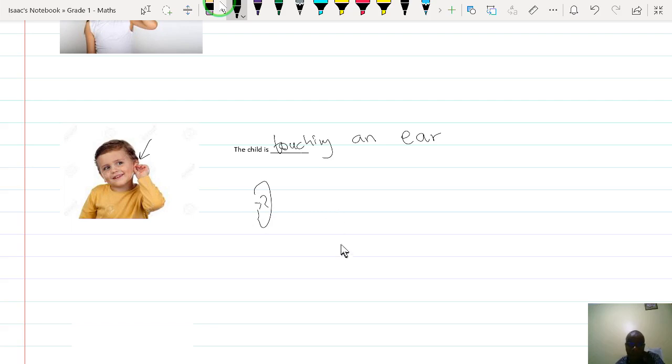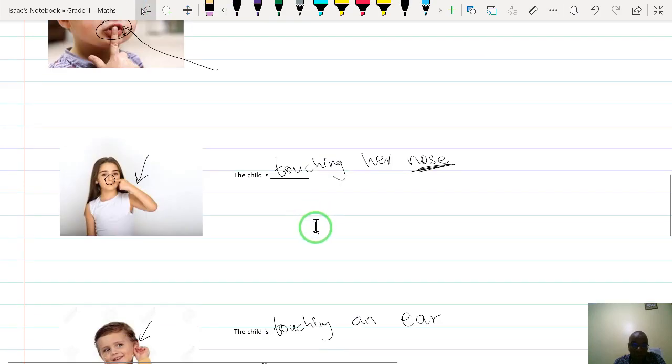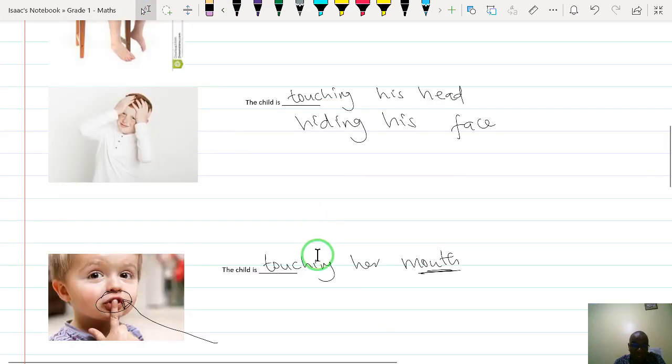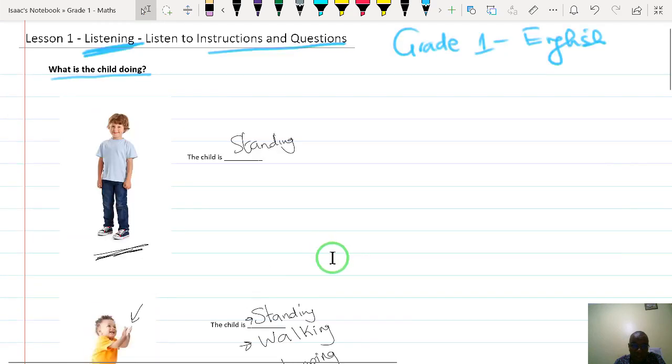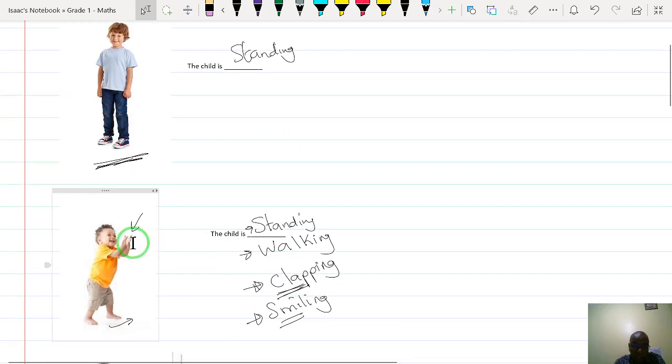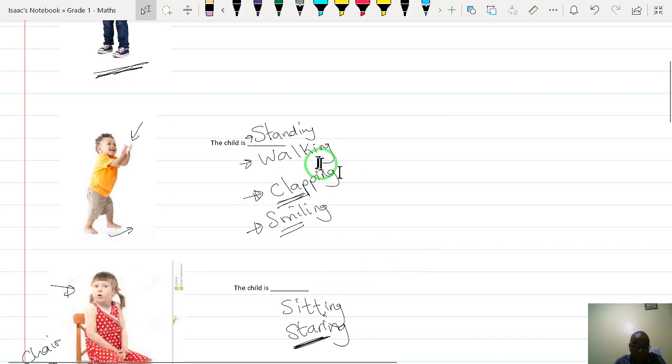So what have we learned today? We have learned some body parts, and we have also learned what to observe when a child or someone is doing something. So can someone tell me what this boy is doing? Studying. What about this one? Clapping his hands, or he is walking. But the most important thing is he is studying, also walking.